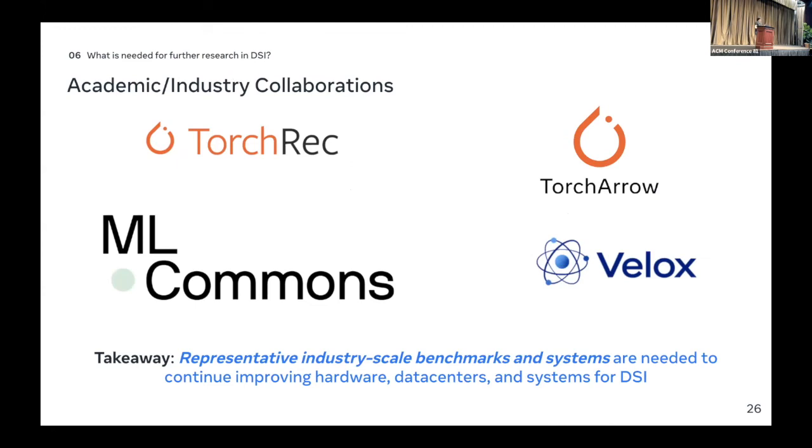I won't go into the details of these specific projects, but just to list out some of the efforts that we've recently been involved with. I encourage you to take a look at these and contribute if you have time.